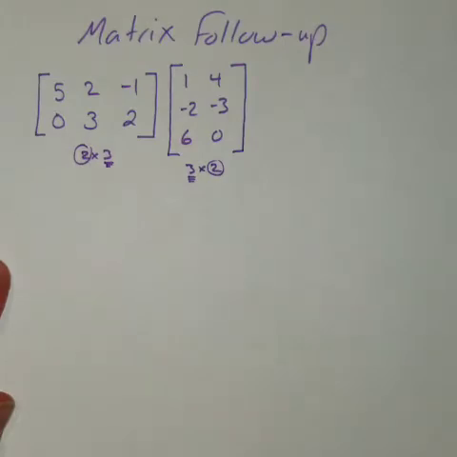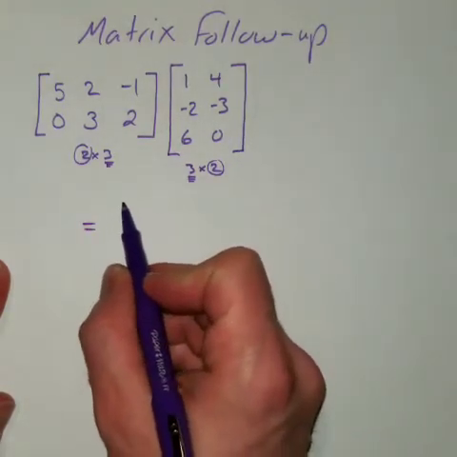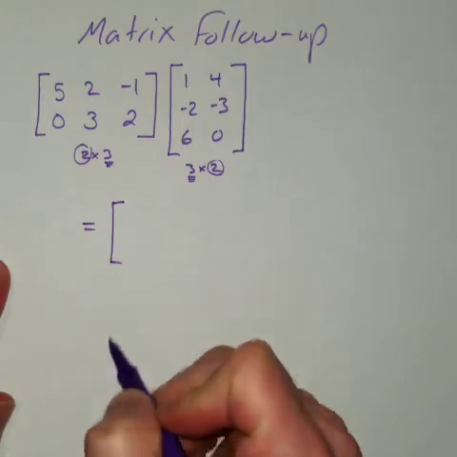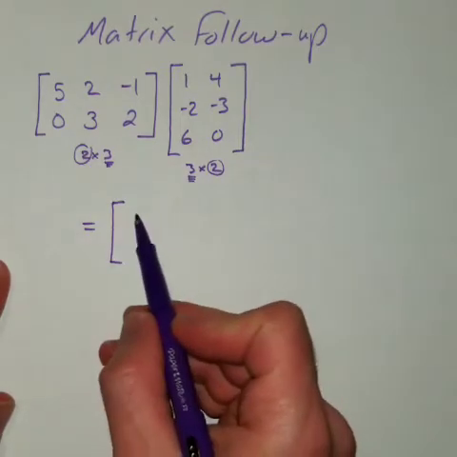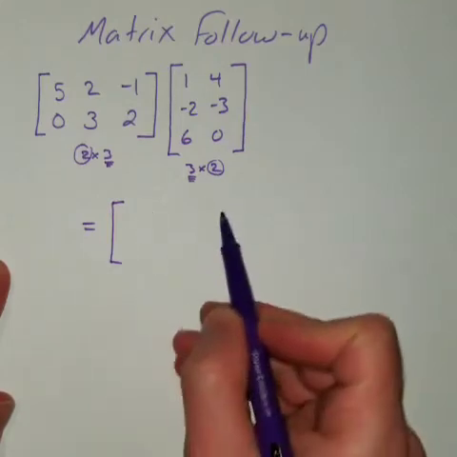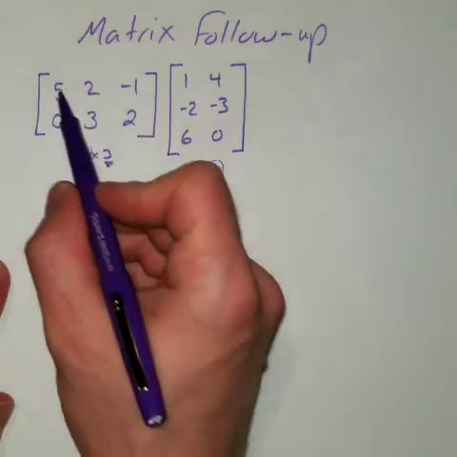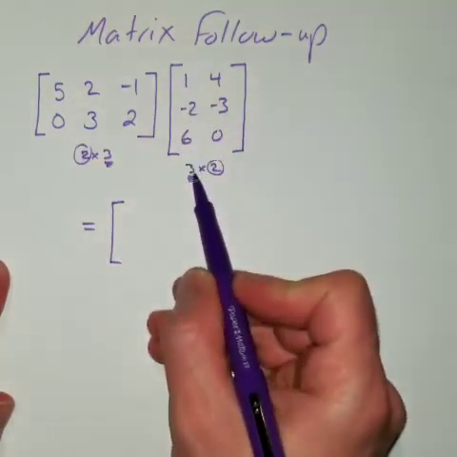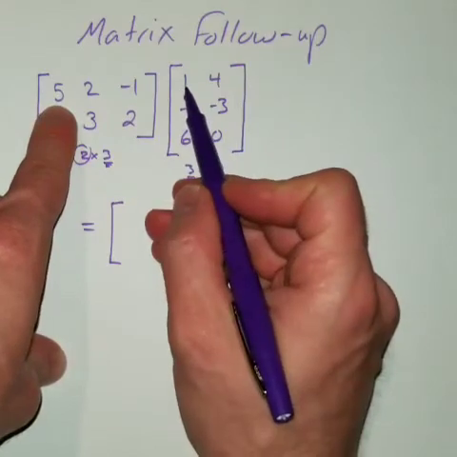Okay. So as we move through this, keep that in mind. So I'm going to end up with a 2 by 2 matrix. And because it's 2 by 2, it's going to have 2 rows and 2 columns. Now the first row, first column comes from multiplying the first row by the first column. And remember how we did that?